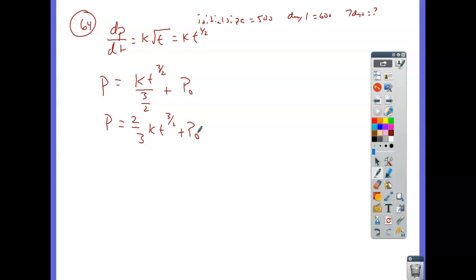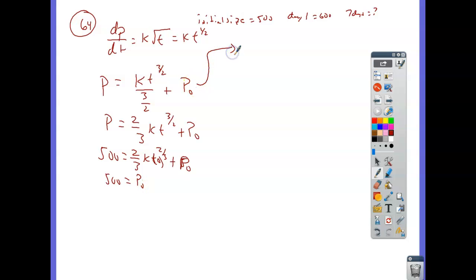P of 0 equals 500, or P of 1 equals 600. Okay, so we want to get 500, and we plug in 0. Oh, I didn't plug in 0. That's a detail. That make sense? Okay. So what does P naught become? 500, right? It crosses out, I get P naught equals 500, which is interesting because it doesn't solve my problem yet.